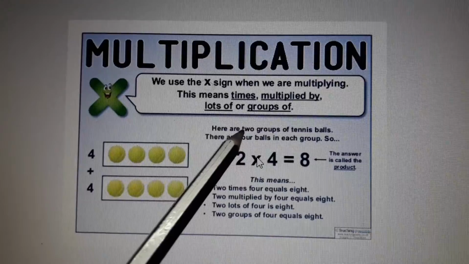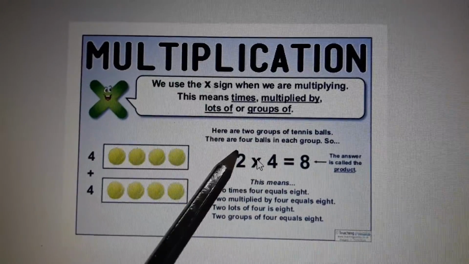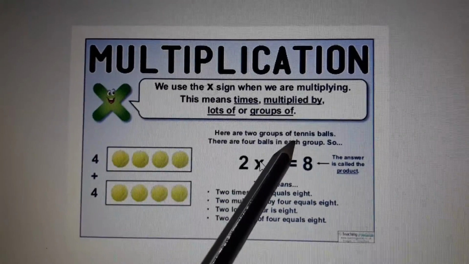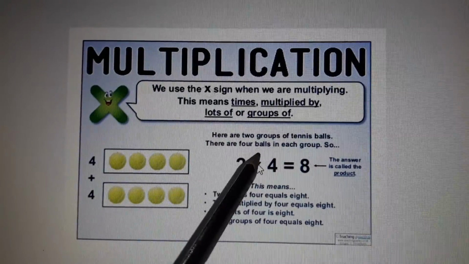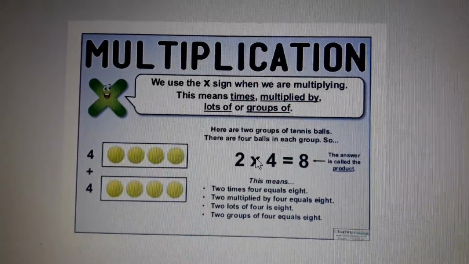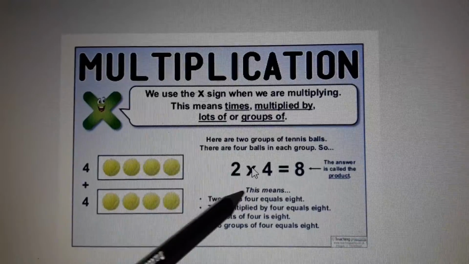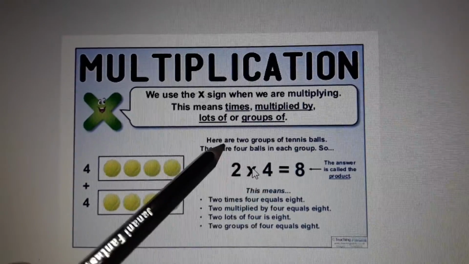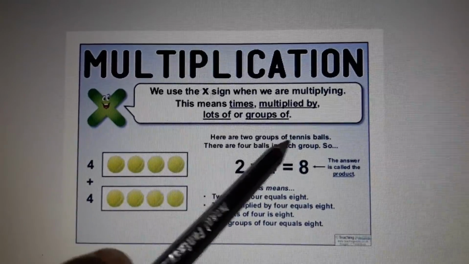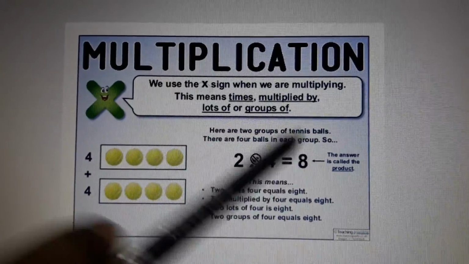Here are two groups of tennis balls. There are 4 balls in each group. How can we do this? In each group, 4 balls. And how many groups here? 2 groups here.